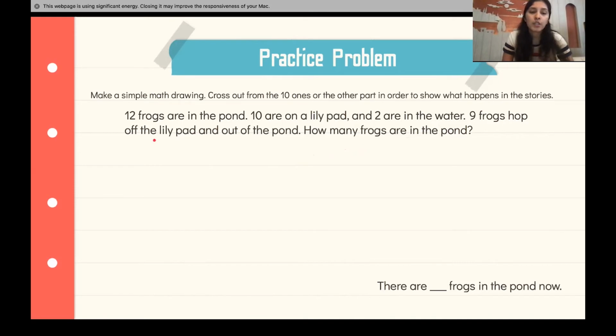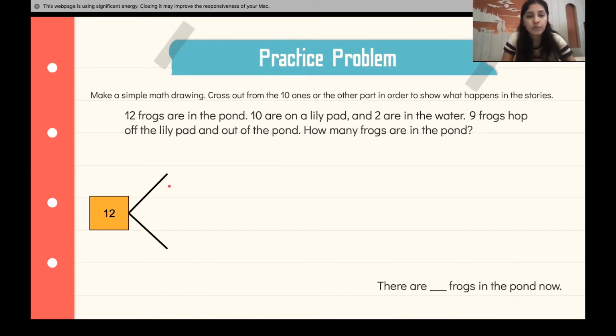Okay. So first, let's know how many were there to begin with. 12, right? There was 12 frogs. So let's have our 12 right there. And remember, you can go ahead, pause the video whenever you need to write down something and unpause when you're ready to go. So there was 12 frogs. So what are we gonna do? Yeah, we're going to find the number bonds. We're going to decompose this 12, right? So we're going to decompose into two numbers.